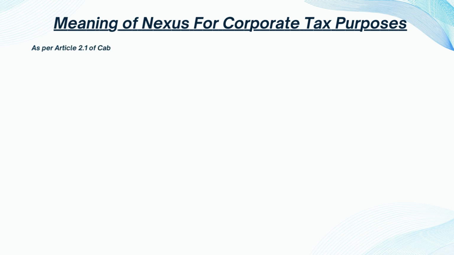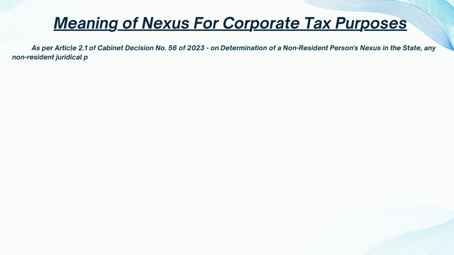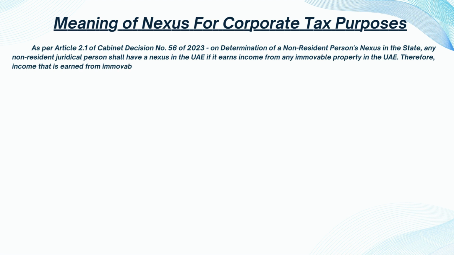Meaning of nexus for corporate tax purposes. As per Article 2.1 of Cabinet Decision No. 56 of 2023, on determination of a non-resident person's nexus in the state, any non-resident juridical person shall have a nexus in the UAE if it earns income from any immovable property in the UAE. Therefore, income that is earned from immovable property in the UAE by a natural person outside of the UAE shall not create a nexus.